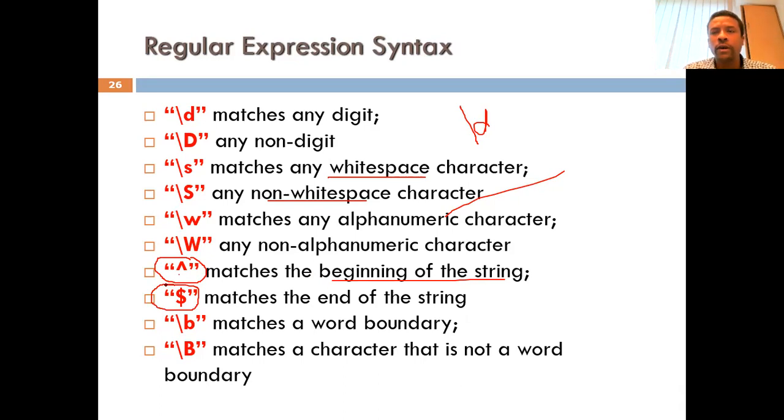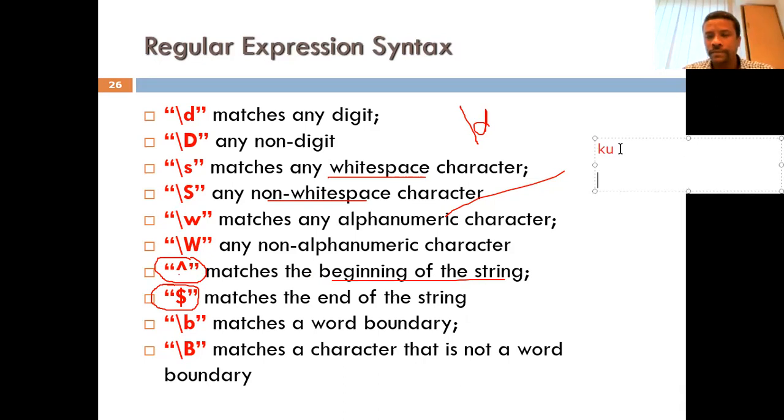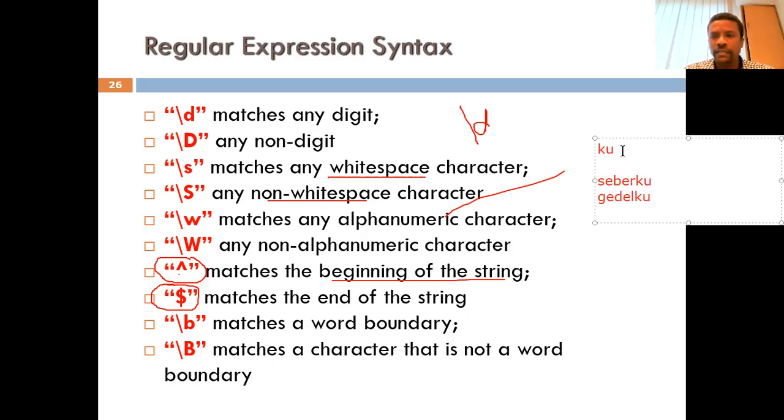But if I want to find the subject marker, where do I find it? To the end. So always it's found at the end. Find it at the end of the string.